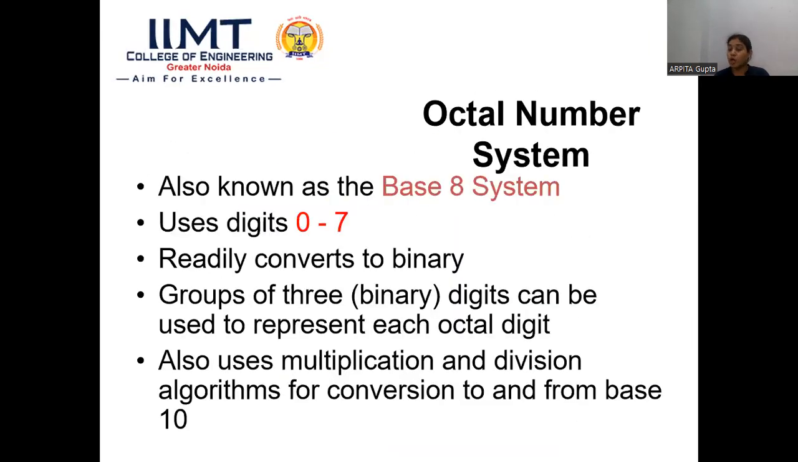Now next one is the octal number system. Octal means 8; the number system which has base 8 is known as the octal number system. It uses digits from 0 to 7. It has a grouping of 3 bits, or 3 binary digits, which represent each octal digit. It also uses multiplication and division algorithms for conversion to and from base 10.